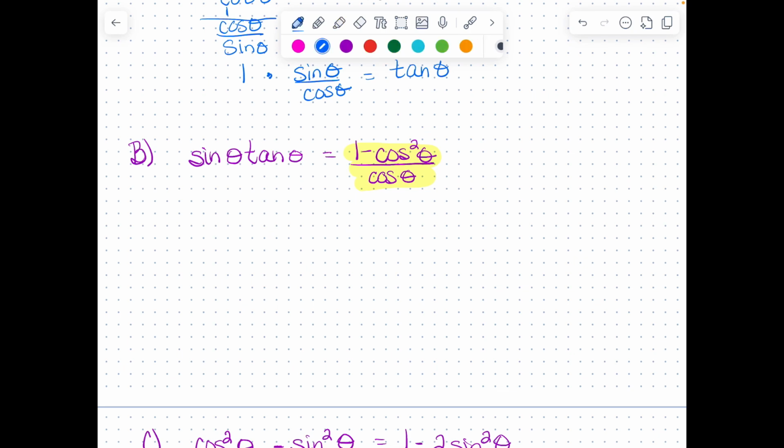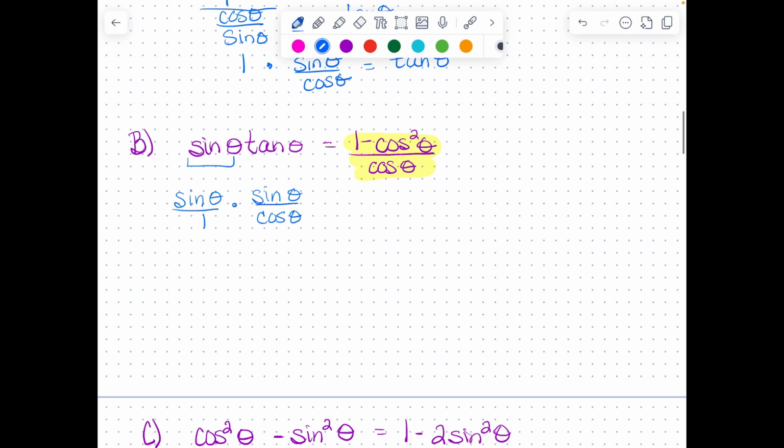And I'm going to rewrite this side. So sine can just stay as sine. And I'm going to write it as a fraction just because the other side's a fraction. So sine of theta over 1. And then I'm going to be multiplying it. I want to rewrite tangent of theta. So I can rewrite tangent as sine of theta over cosine of theta. And then I'm going to multiply those. So what I get is sine squared of theta over cosine of theta.